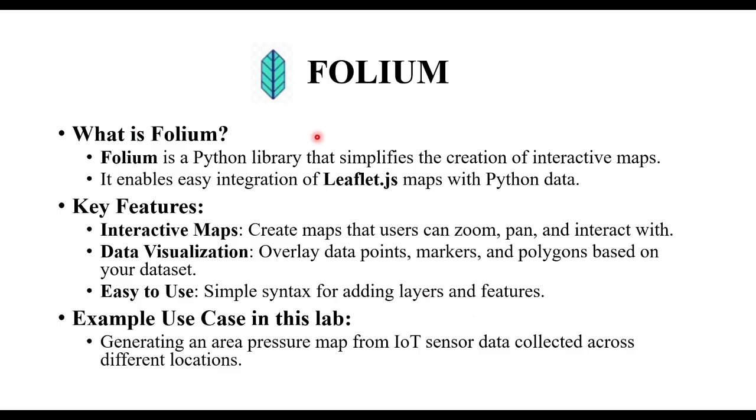For visualization of data, we use a Python library known as Folium. Folium is a Python library that simplifies the creation of interactive maps with easy integration of Leaflet.js maps with Python data. The key features of this program are that it has an interactive map, data visualization is there, and it is very easy to use. The use case in our lab is generating an area pressure map from IoT sensor data collected across different locations.